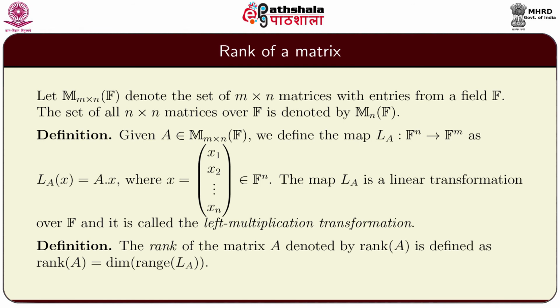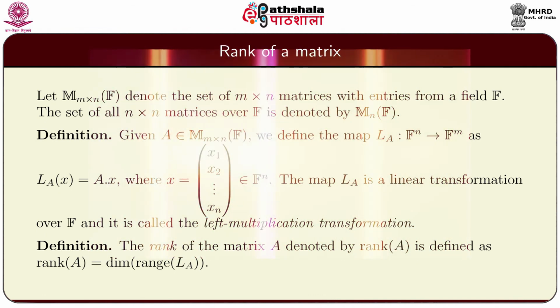We have seen before that elements of F^n have been written in the column form rather than row form, and you can see that the definition A dot x makes sense because A is an m cross n matrix and x is an n cross 1 matrix. Therefore, this multiplication is meaningful and it produces another m cross 1 column matrix that is an element of F^m. So, it is a very easy verification that L_A is a linear transformation from F^n to F^m over F, and this is what we call the left multiplication transformation.